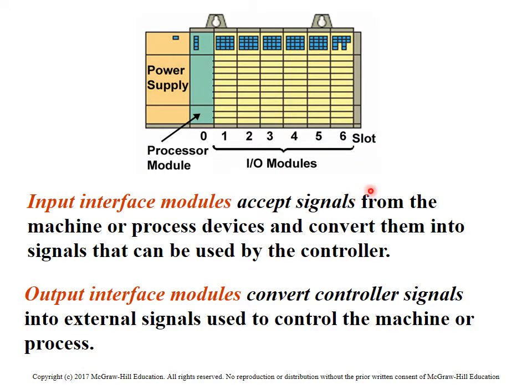So input interface modules accept signals from the machine. Essentially what they're saying here is that you can have a series of input and output modules. They're going to be receiving signals from the equipment, and the output module will be transmitting information to outputs, turning lights on, turning motors on, turning valves on, that sort of thing.